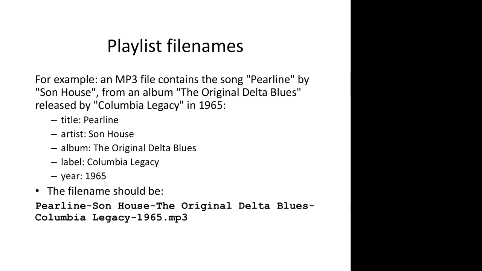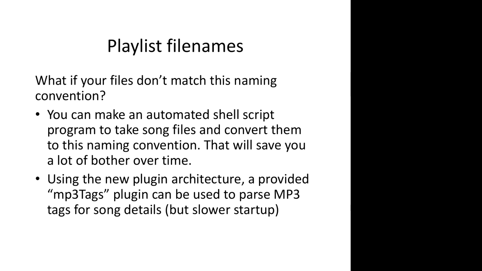So, for example, this song here, Perline by Sun House. It's on this particular album from this record company, the year 1965. Here is what, by default, I make that song look like, or the file. So, by default, if you have some capability to make your files match that naming format, then Playgen will process them with very, very high performance and efficiency.